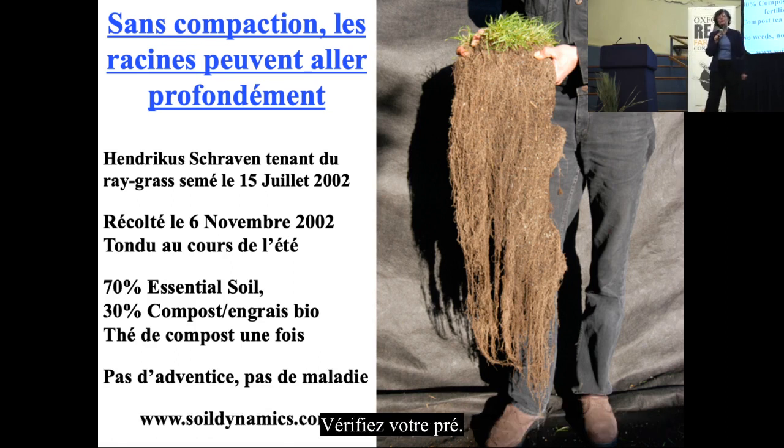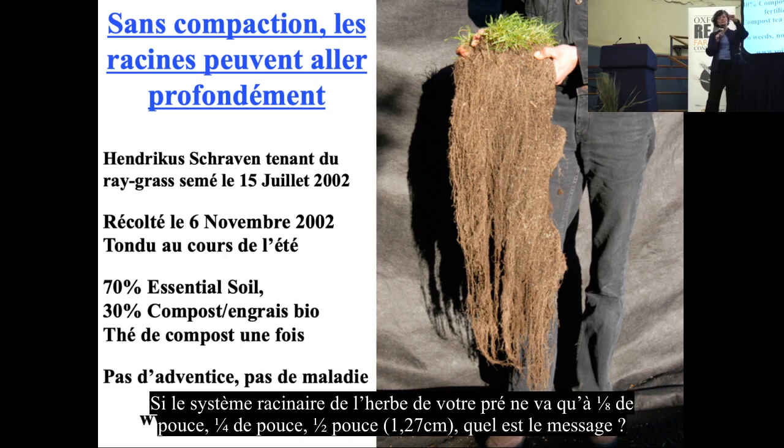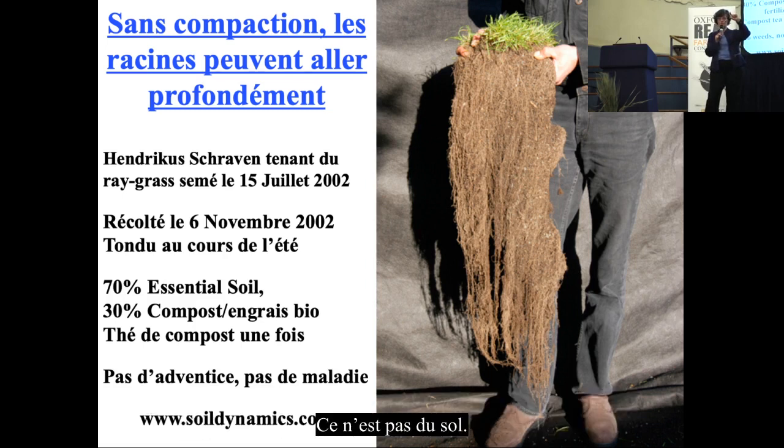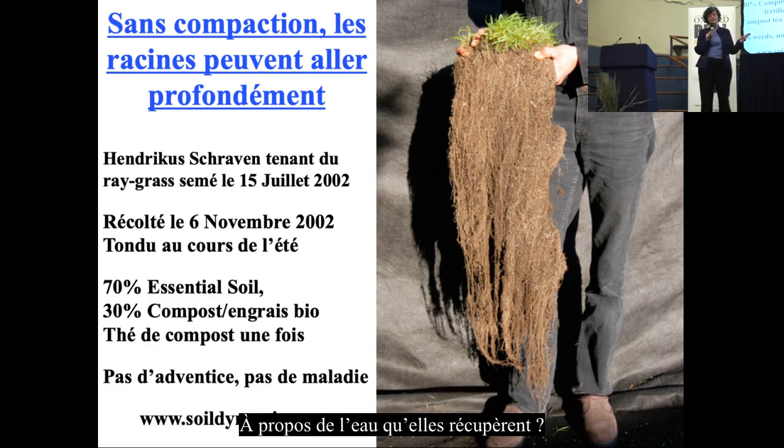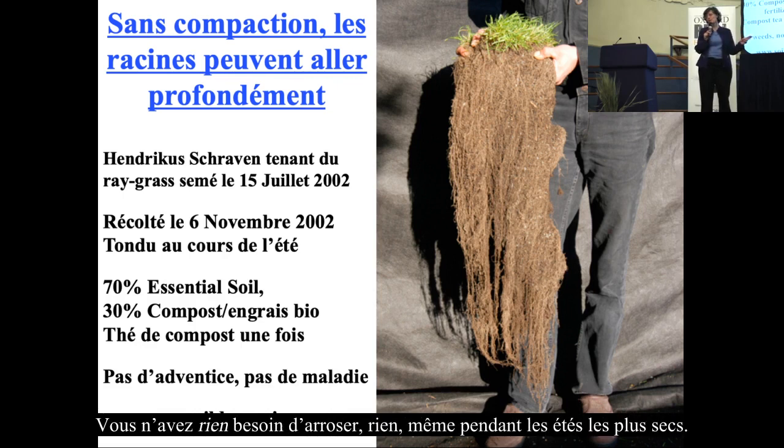Go and take a look at your pasture. If the root system of your pasture grasses are only going down 1/8 of an inch, 1/4 of an inch, 1/2 of an inch, what's your take-home message? It's not soil. You don't have life. Fix it. Because if your root system is going down this deep, do you have to worry 1 iota about the nutrition that your plant's getting? About the water that your plant's getting? You don't have to water anything at all, even through the driest summer.